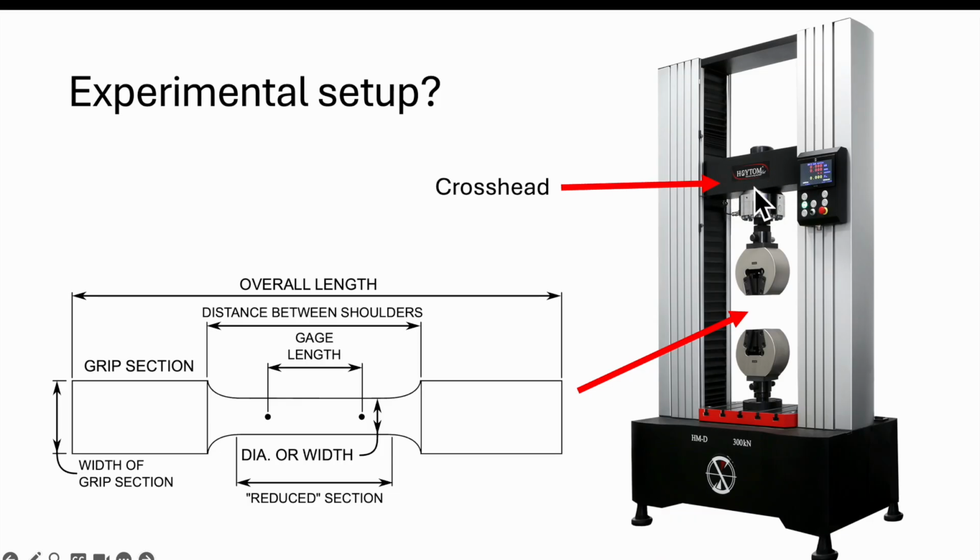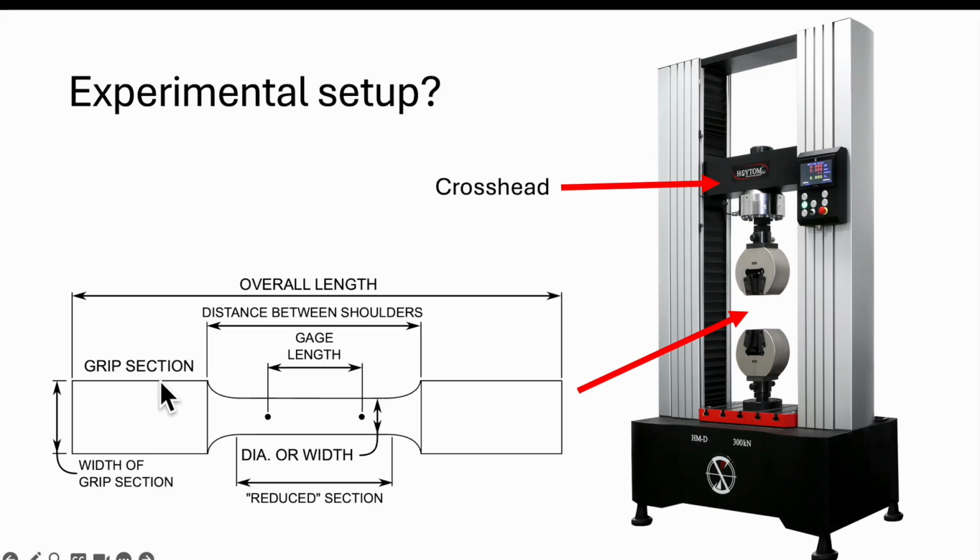The crosshead, in this case, moves in the upward direction during a tensile test, which is driven by either screws or hydraulics that are built into the columns on the sides. So the bottom is fixed, and then the top, which is connected to the crosshead, moves up. And so that's how this test works.